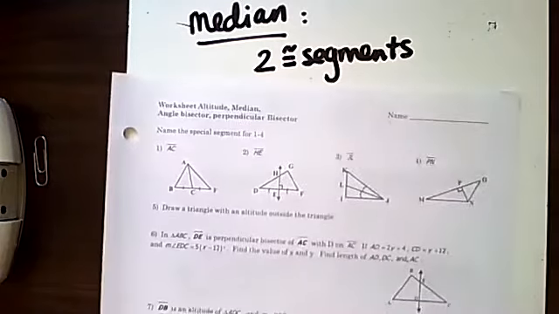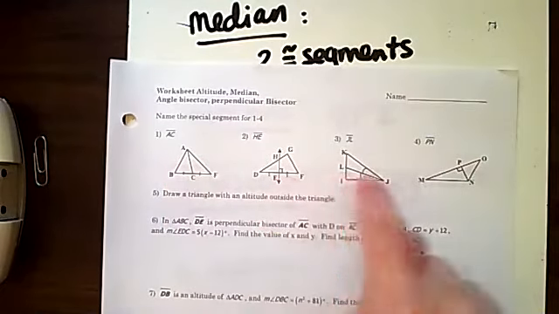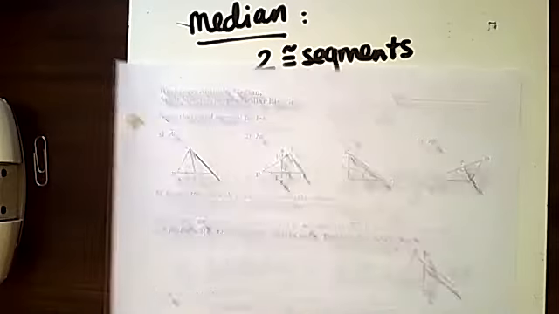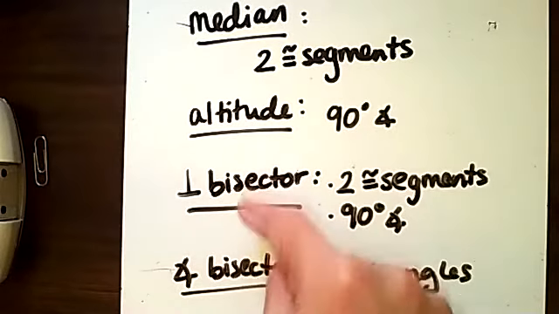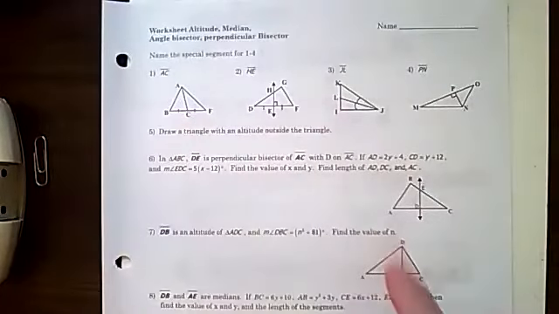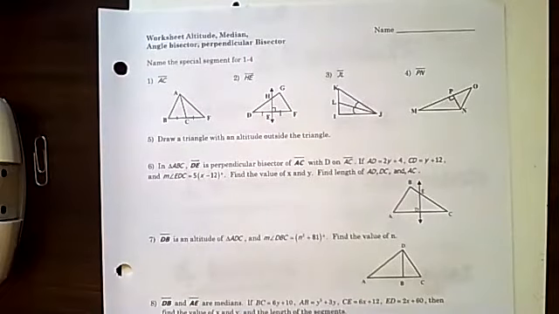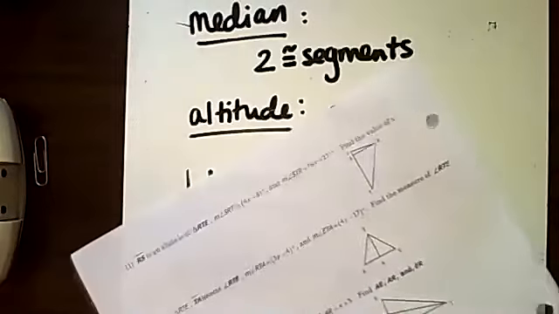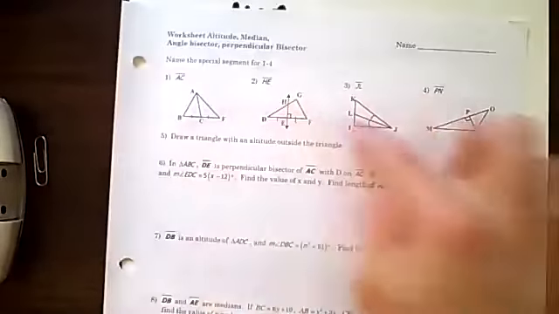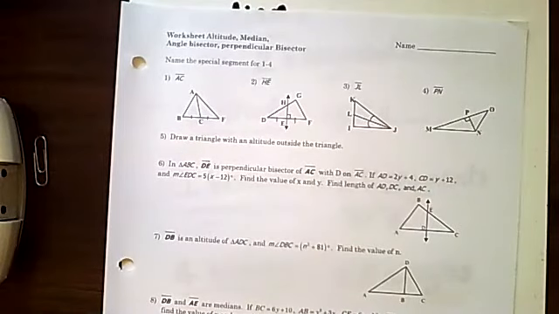This is your practice. So I want you to do 1 through 4. 1 through 4, it just has markings on the picture and you just have to identify what it is. Name the special segment. So is it a median? Is it an altitude? Is it a perpendicular bisector? Is it an angle bisector? There's one of each. So you're doing 1 through 4, and then I picked 6, 7, 8, 10, 12, and then 15 through 17. So these should be super quick. And then I think there's 8 of them after that. So you can get working on this.